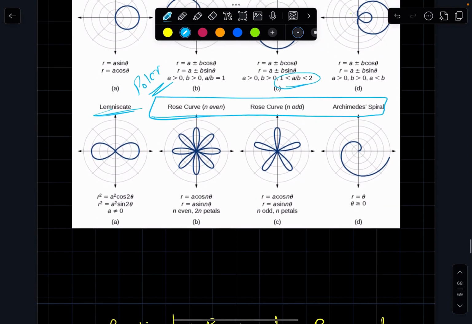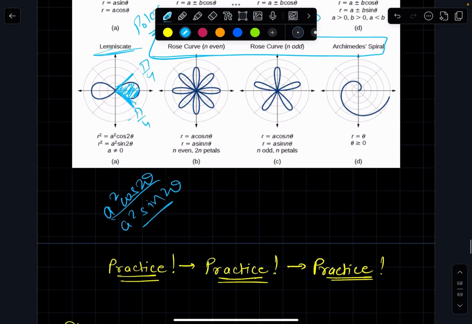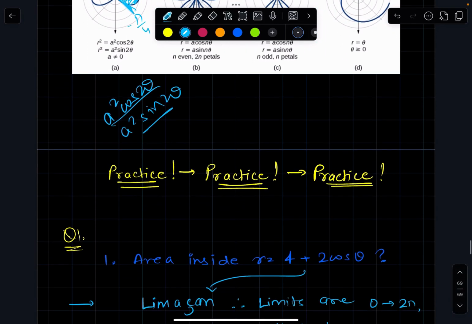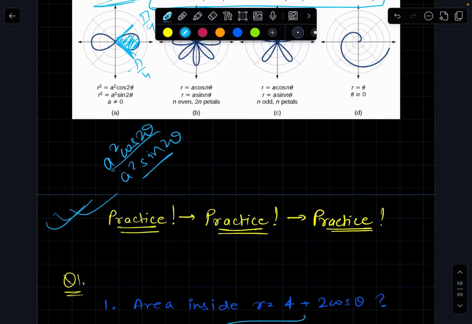For a lemniscate, the equation is in the form of a square cos 2 theta or a square sine 2 theta, right? And in lemniscates, they might ask you to find the area of one loop itself, for which the limits are going to be from negative pi by 4 to positive pi by 4, right? And the biggest part of this chapter is, of course, practice, practice, practice. So here are some questions. You can pause the video, solve them on your own, and I'm going to show you the solution.